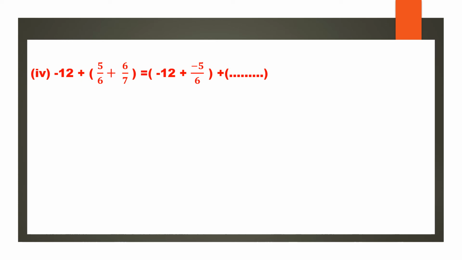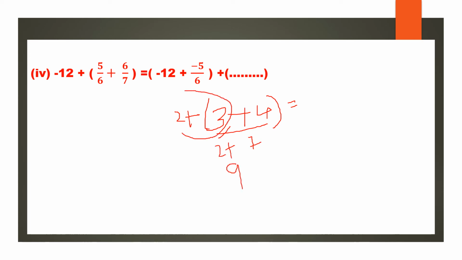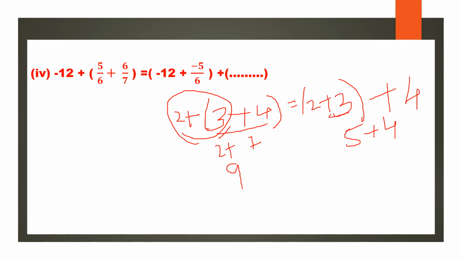So your answer will be 6 by 7. Don't get confused. Here also I will take some example like 2 plus 3 plus 4. 2 plus 3 plus 4 equals, see here, if you add these two, 7. 2 plus 7 is 9. I can solve in this way, or I can group these two like this. 2 plus 3 plus 4. I can separate this 4 here. So I can write the answer like this. 2 plus 3 is 5. 5 plus 4 is 9. Anyhow, you will get the same answer.